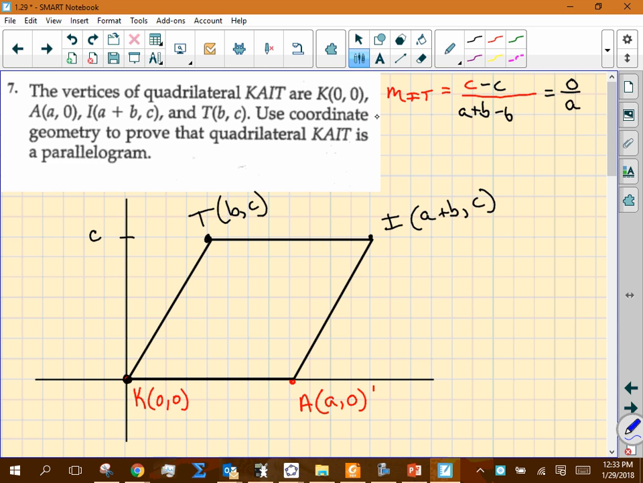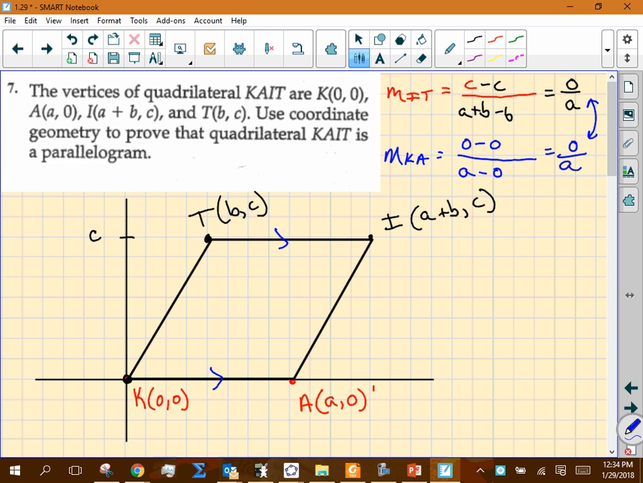Now I want to find the slope of KA. So slope of KA, because I'm looking for a parallelogram here, right? So I'm looking for opposite sides and their slopes. So now let's take my y values and subtract those. So 0 minus 0 just gives me 0, right? And I'll go a minus 0. And that again gives me 0 over a, right? Are you seeing that those two things are the same? Regardless of what you chose for a, those two things are going to be parallel.